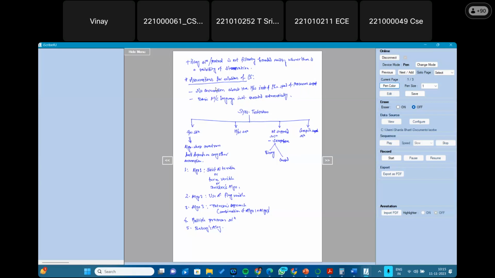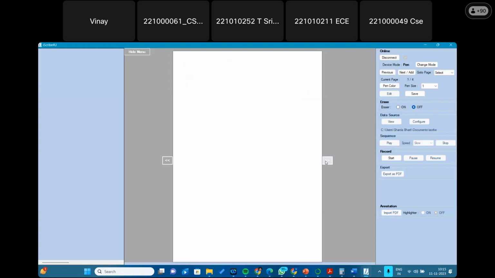So let me change the page. It is also called turn variable or Decker's.